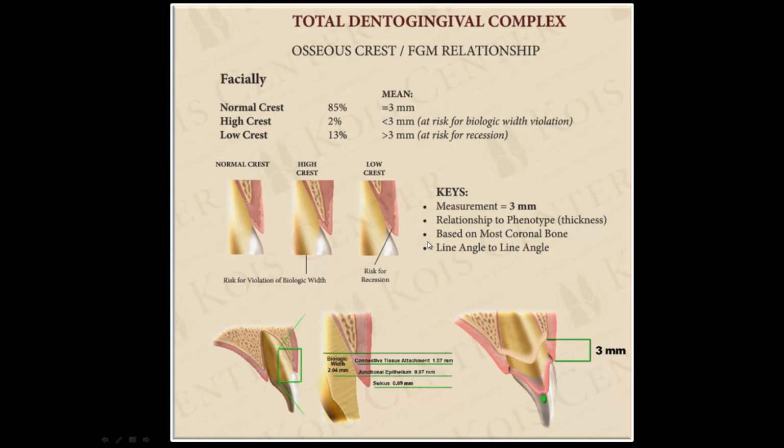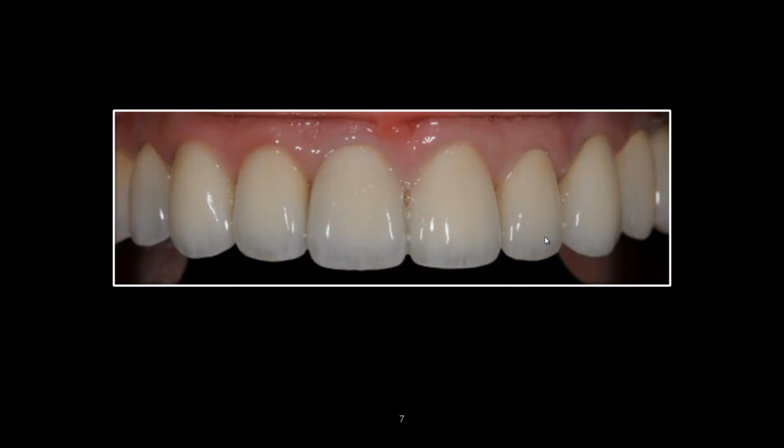Another thing that's most important is the position of the gum. It's based on the most coronal position of the bone, from the line angle to the line angle. How it looks clinically? So look at this picture. There are 3 implants and all crowns.